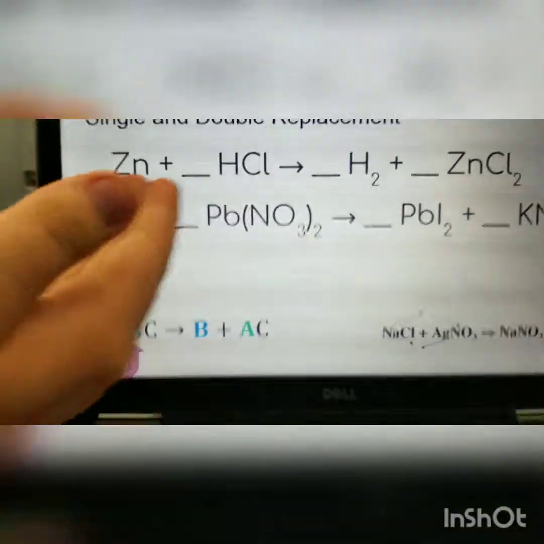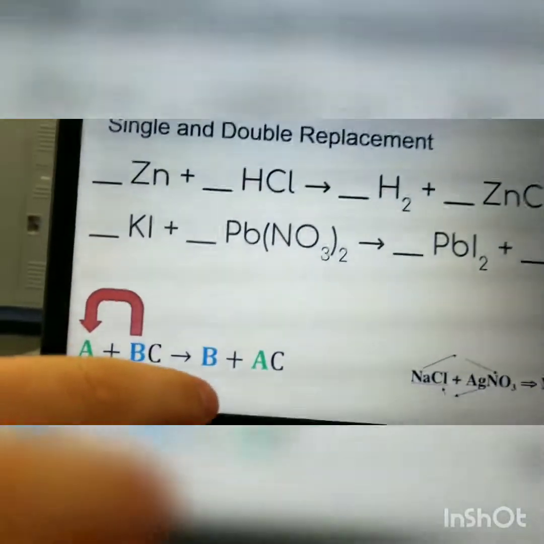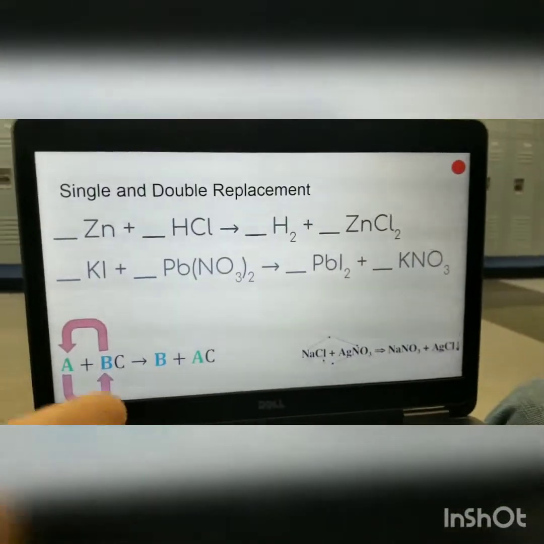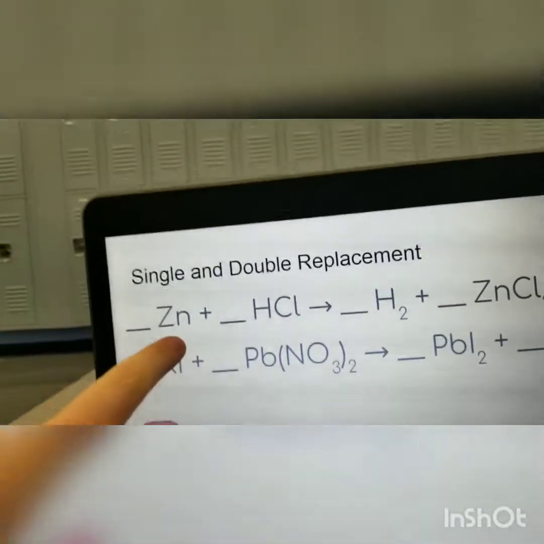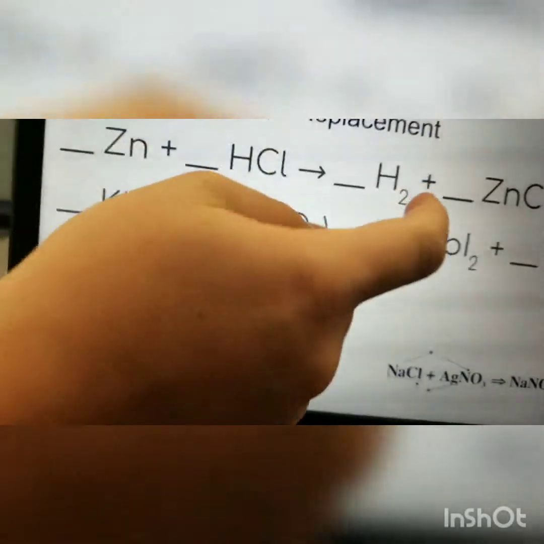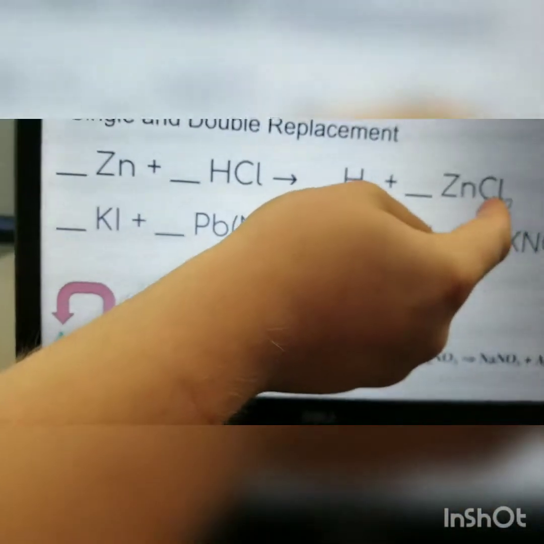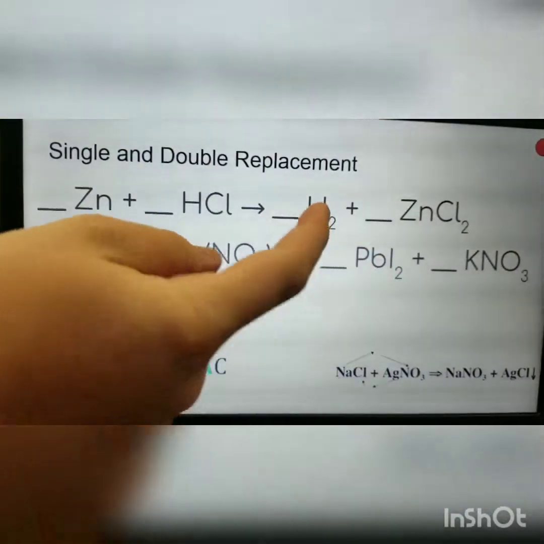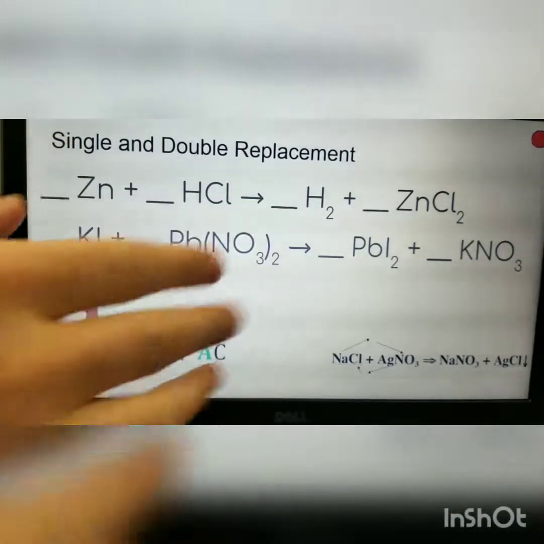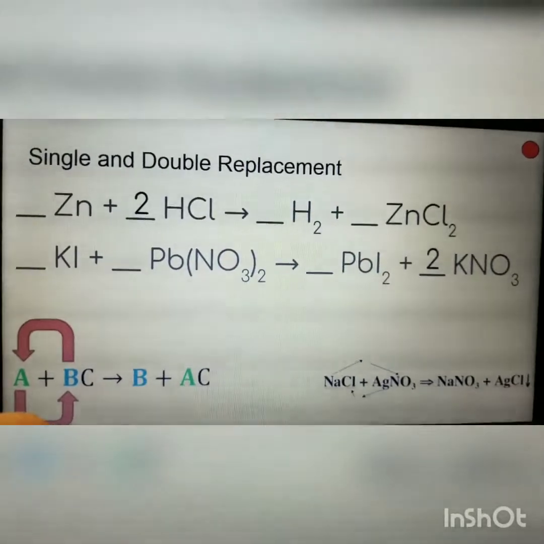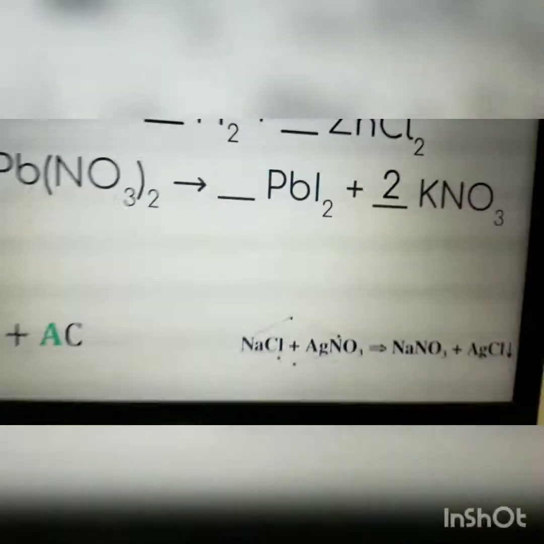So let's look at our example problems. We have our equation, but it's not fully balanced. So we gotta balance it. But first, if you see here, this is a single replacement, and the zinc and the hydrogen swap places, because now over here, the zinc is with the chlorine. But now that they swapped places, they're not balanced. So first, we gotta put a 2 in front of the HCl, and then we have to move on to the next problem, because that's balanced.